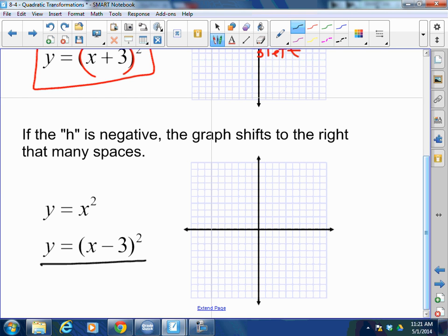So, how would I graph this guy? First, graph the parent. 0, 0, 1, 1, negative 1, 1, 2, 4, negative 2, 4. But now, I am shifting this graph horizontally 3 units to the right. So every single point gets shifted 3 units to the right. You go 1, 2, 3 to the right for each point. Do you see how it's the exact same graph except it was shifted 3 units to the right?